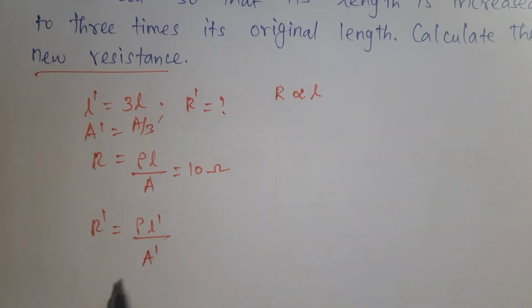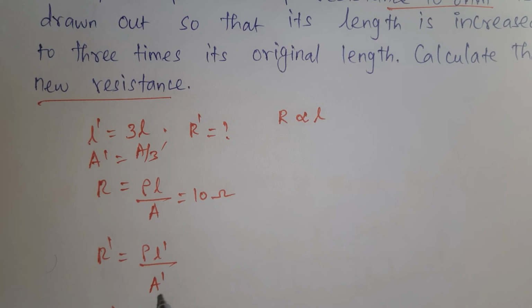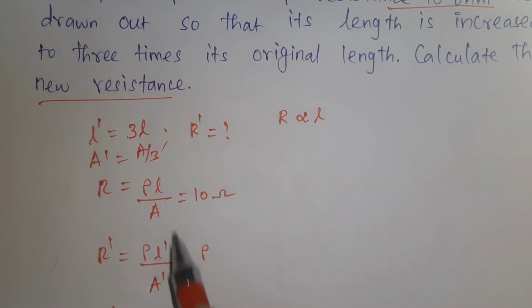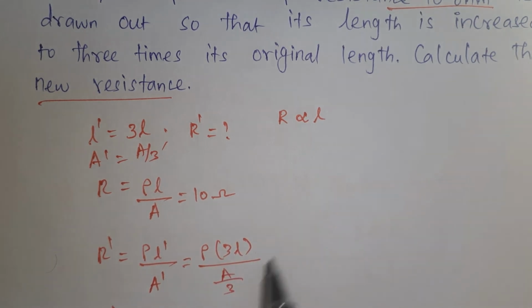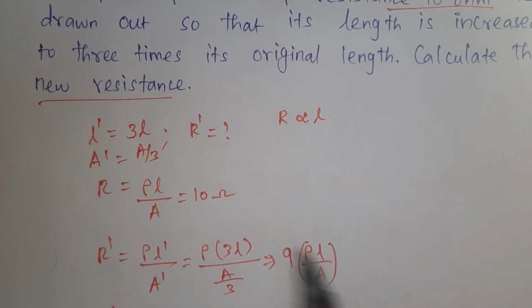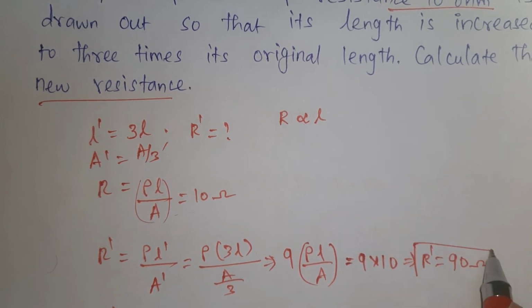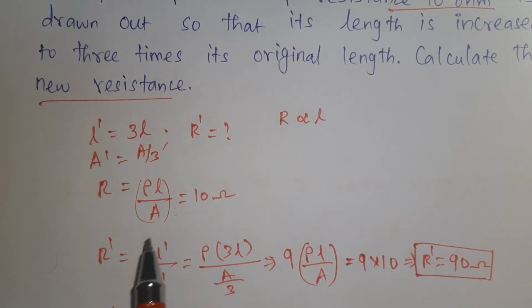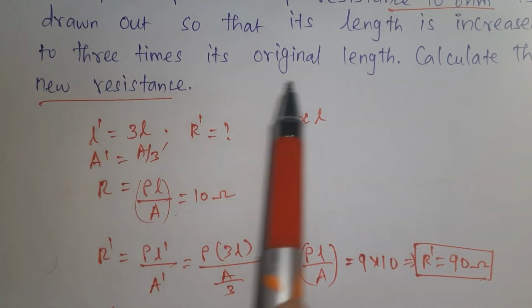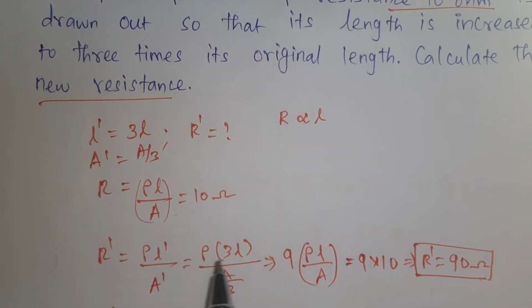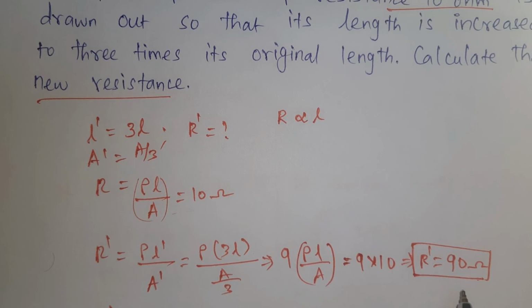Now you can substitute in this formula. R dash is equal to rho L dash by A dash. So rho, L dash is 3L, then A dash is A by 3. So 3 will go to the numerator, 3 times 3 is 9. 9 rho L by A. This rho L by A value is 10. So 9 into 10, the new resistance is 90 ohm. R dash is equal to 90 ohm. So if the wire is drawn into 3 times its original length, its resistance becomes 90 ohm. So it increases 9 times.